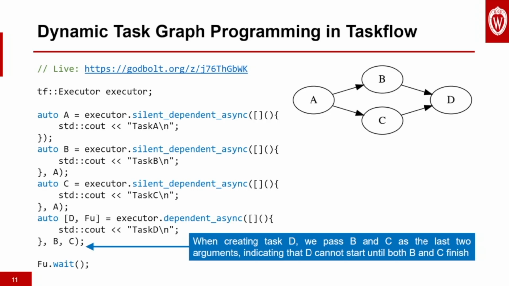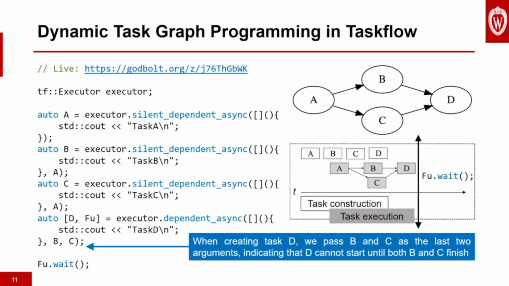When you create a dependent async task, you can specify arbitrary dependency on previously created tasks. For example, when creating task D over here, I pass B and C as the last 2 arguments, indicating that task D cannot start until both B and C finish. More importantly, when you create a dynamic task, the runtime will start its execution immediately whenever its dependencies are met. So the task graph construction can overlap with task graph execution, giving you more performance advantages.